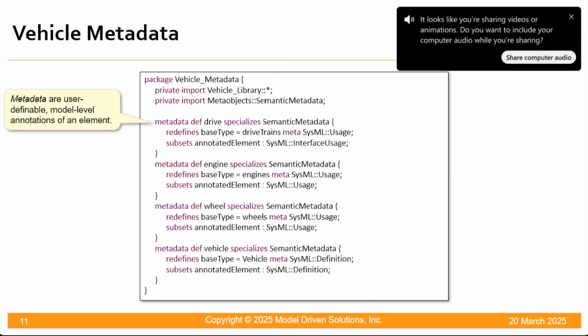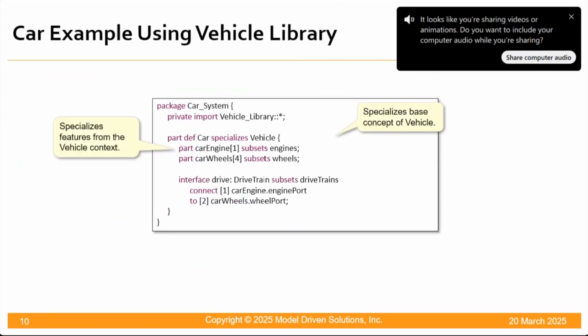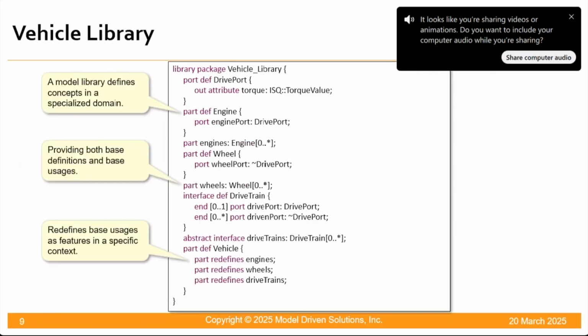This is semantic metadata. So semantic metadata links an element to a base type. Just like we said when you did a part def, it was linked to part in your library. We want to make that same linkage. So you can see what happens here on this metadata def for drive. I did these in a different order. But you see the base type is that drivetrains. That was from here, right? You remember we had engines and wheels and drivetrains.